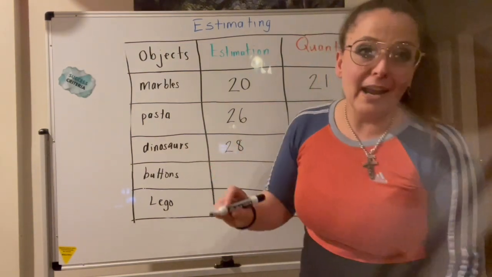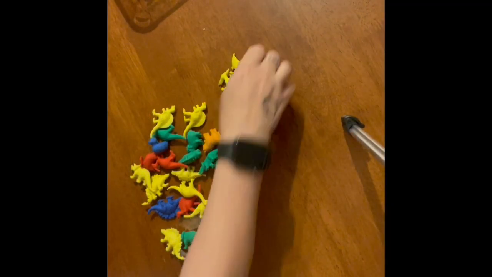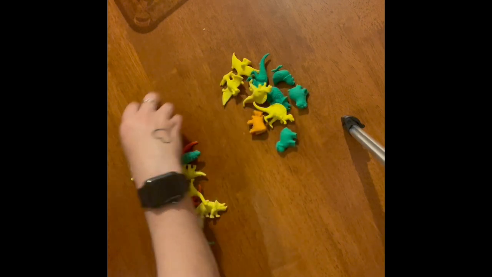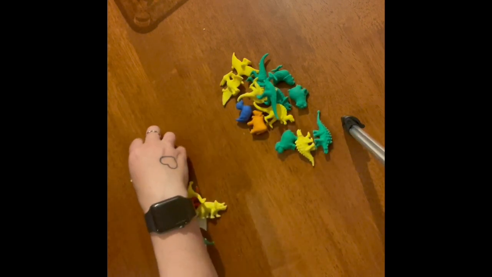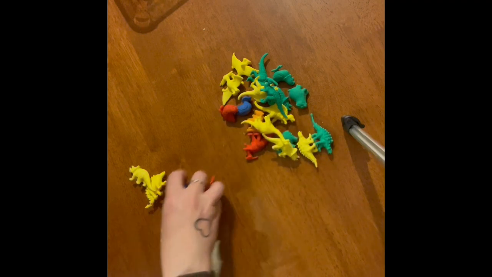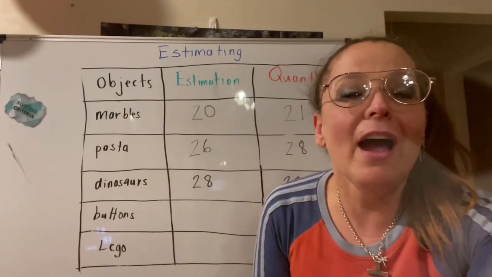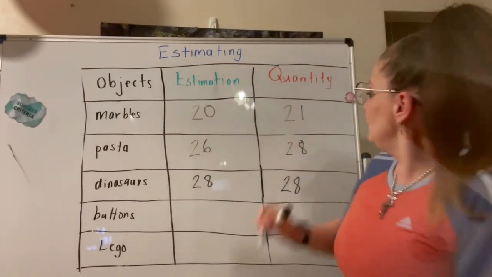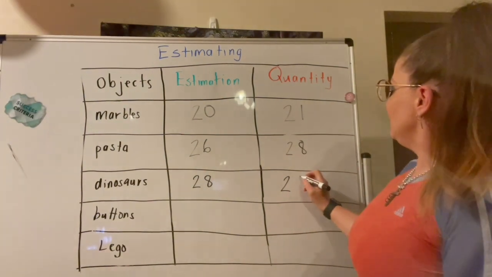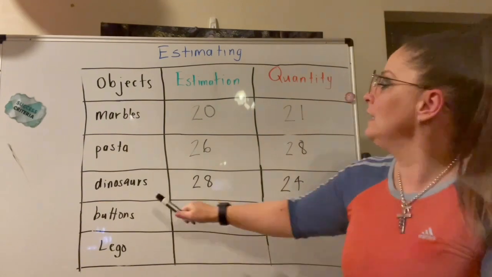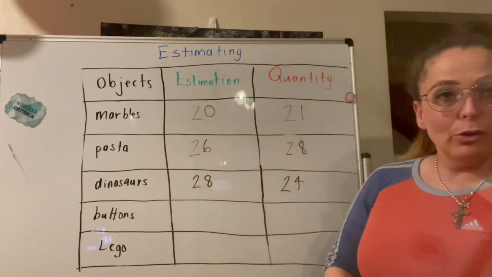Now let's find out how many there are. Let's check. 2, 4, 6, 8, 10, 12, 14, 16, 18, 20, 22, 24. 24 dinosaurs. After counting my dinosaurs, I found out that there are actually 24 dinosaurs in my collection. So I'm going to write quantity, dinosaurs, 24.